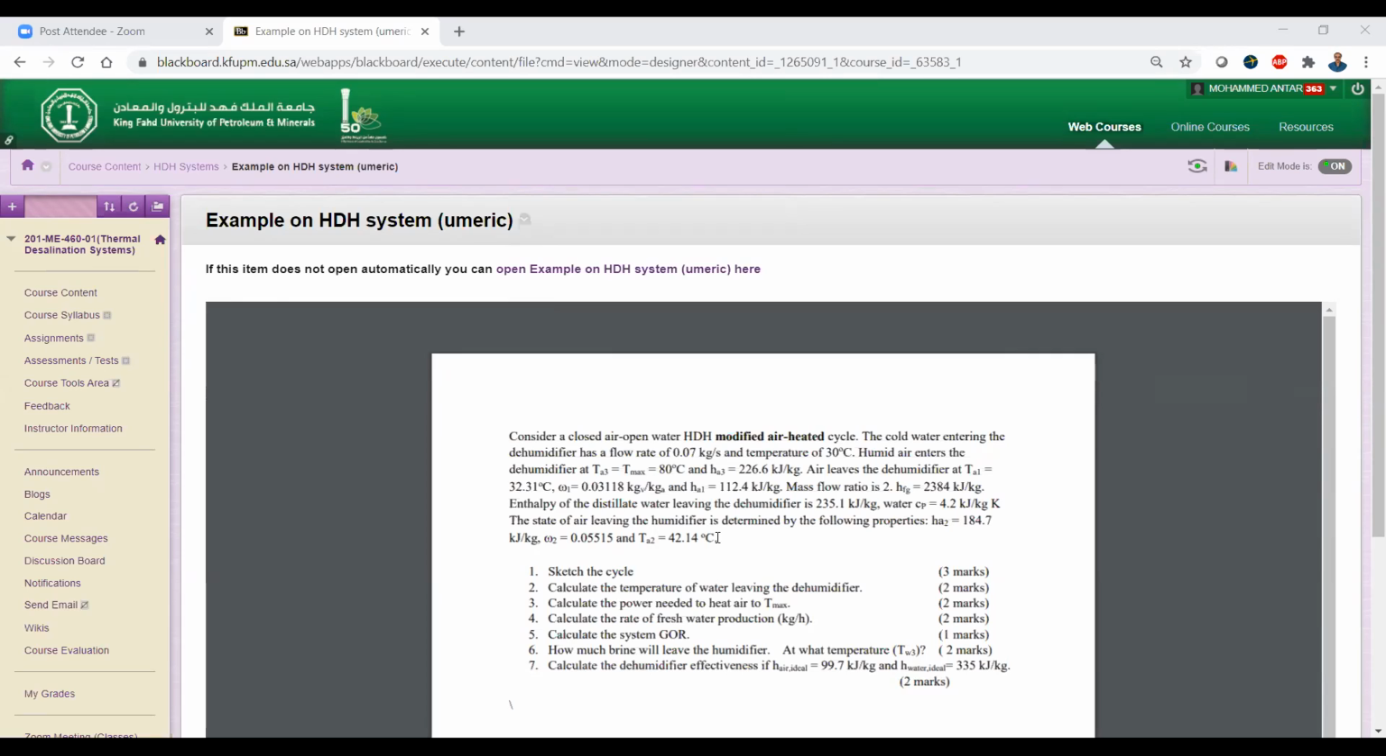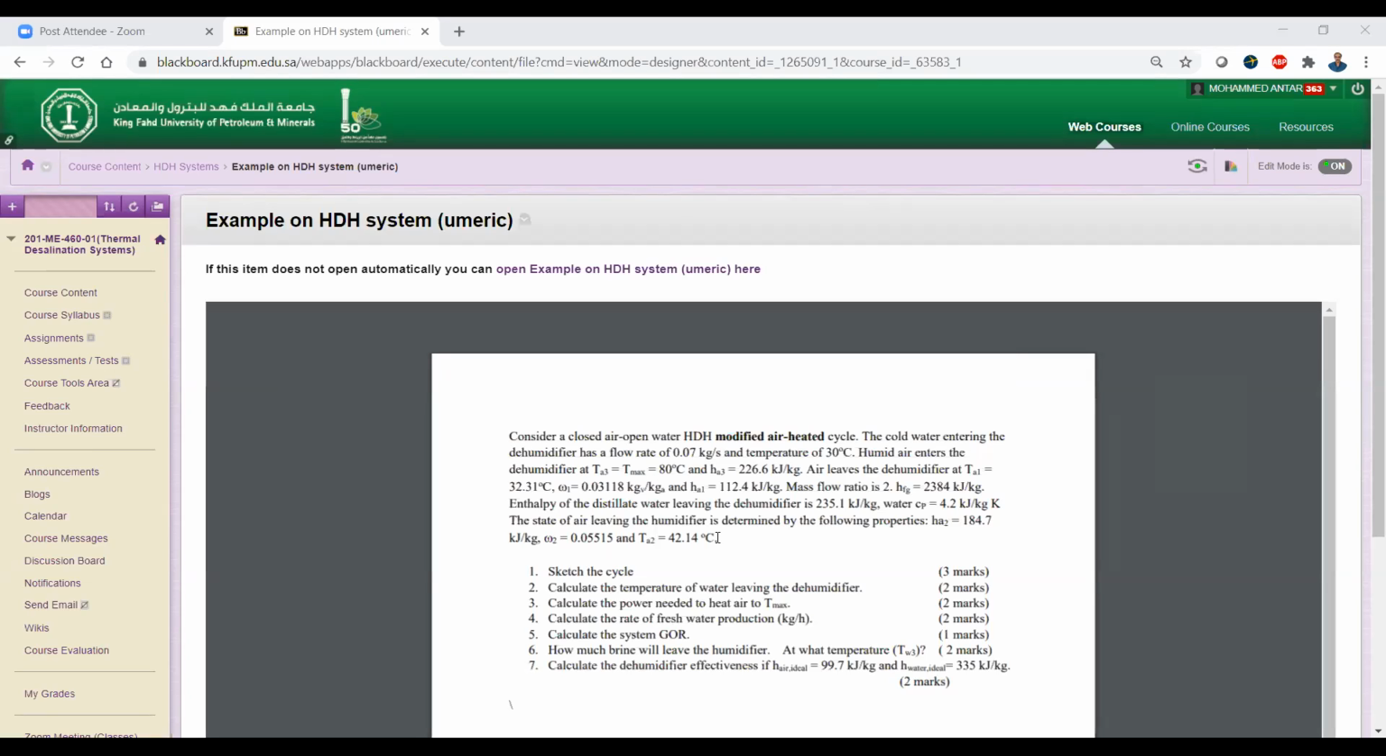Calculate the power, which is how much heat transfer is being given to the air. Remember, it's a modified air heated cycle, so we are basically heating the air here. Then the rate of freshwater production, how much fresh water we are producing in the dehumidifier, the GOR of the system, the flow rate of the brine leaving the humidifier and its temperature. And finally, he's looking at the effectiveness of the dehumidifier of the cycle.